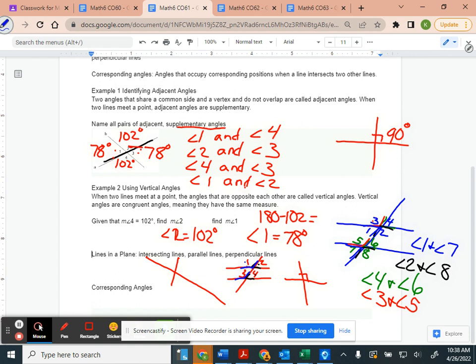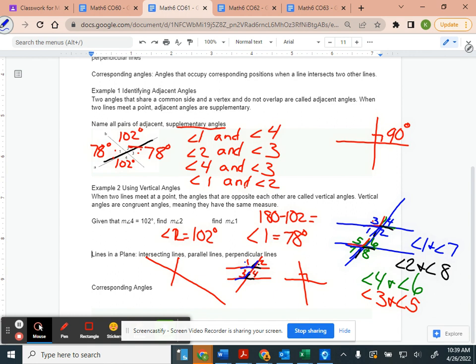Anthony? 6 and 8. Are they corresponding? 6 is above, 8 is below. 6 and 8, 8 and 6. It's the same pair. So they are supplementary. They are next to each other. They're adjacent because they share a line. Here's the tip, guys. Adjacent angles will never be corresponding angles. Adjacent angles share a line.